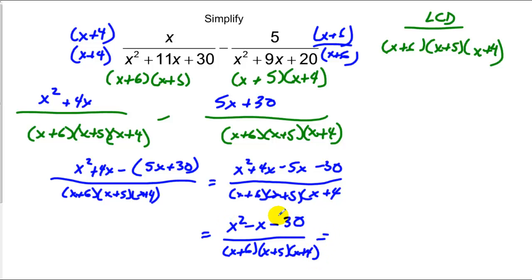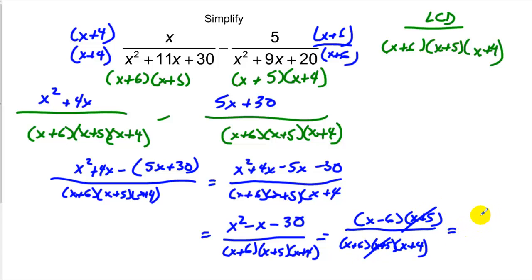However, in this case, we notice in this final trinomial term, this actually factors into x minus 6, x plus 5. And if I look at what I have left, I notice that I have a common factor, which is going to reduce out. So I'm left with x minus 6 over x plus 6 times x plus 4. And that would be my solution.